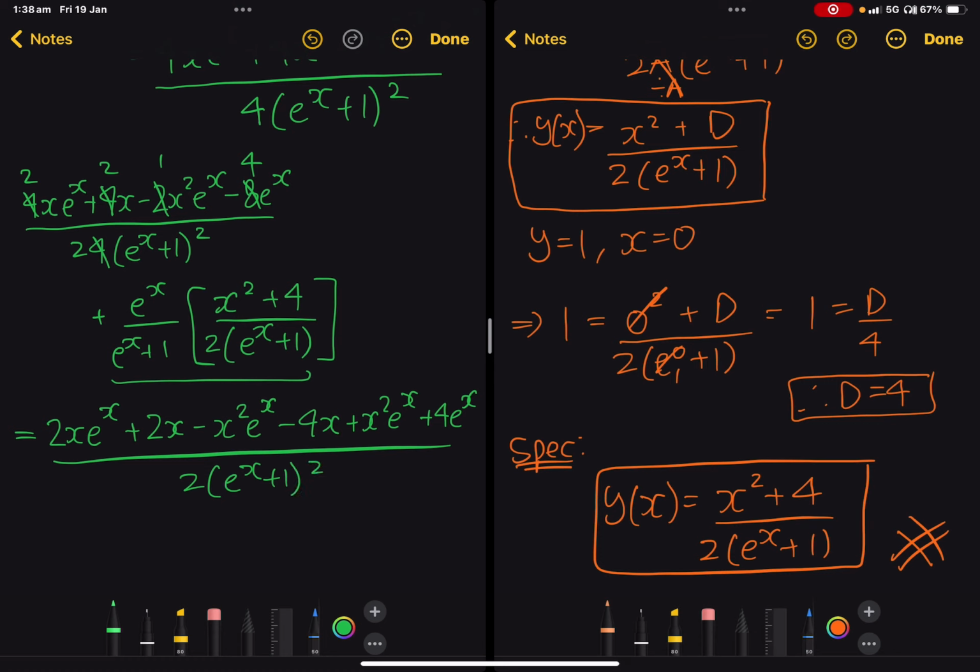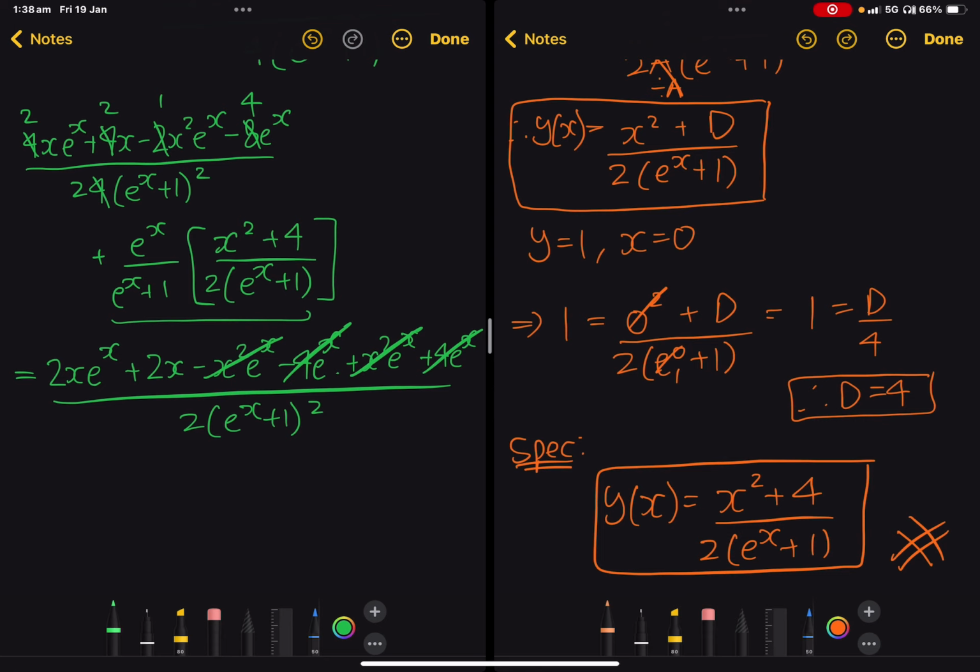So we have a few terms that we should be able to cancel or simplify here. We just have to do it in a way that's very careful. So this is not a 4x, sorry, this is a 4e^x. This is this term from up here, 4e^x. So now we have minus 4e^x plus 4e^x, they're gone. Minus x^2 e^x plus x^2 e^x, they're gone.